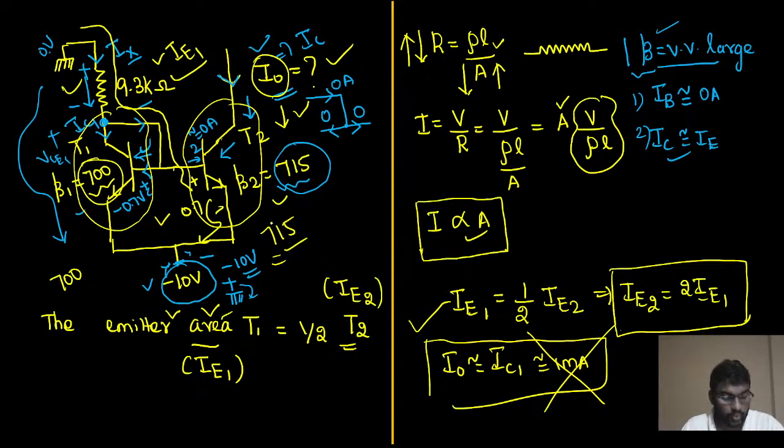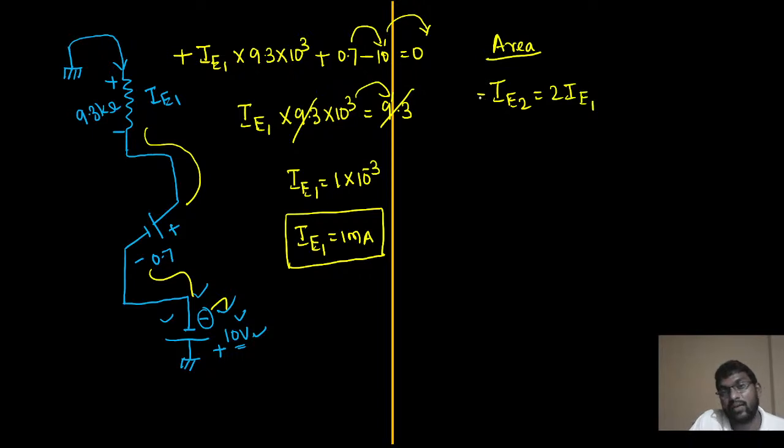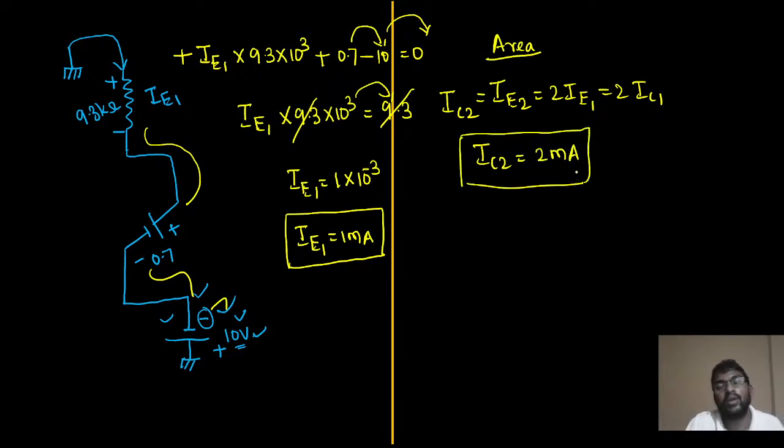Why is it not 1 milliampere? The reason is the difference in area, which they had given, do you remember? The current of emitter 2 is 2 times the current of emitter 1, and we know collector 2 equals emitter 2, and collector 1 equals emitter 1. So the value of I2 will be 2 times 1 milliampere, that is 2 milliampere. That is the correct answer.